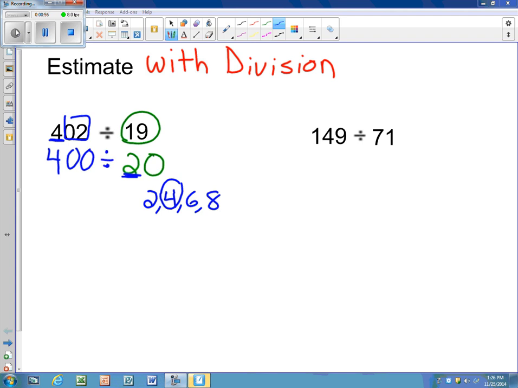And now I can use the 0 rule that I used yesterday for division. So I get rid of the same number of zeros, and 40 divided by 2 is 20, and that is my estimate. I'm going to go over here and do this other problem.